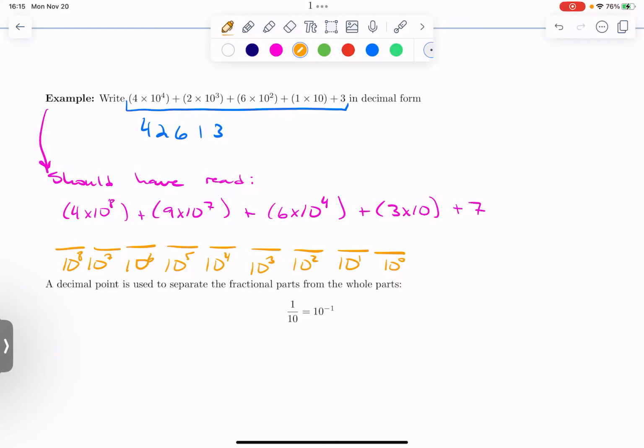Where I have a value, I can place it on top, and where I don't have a value, I write 0. So I have 4 times 10 to the 8. I have 9 times 10 to the 7. And then 6 times 10 to the 4. 3 times 10 to the 1. And 7 times 10 to the 0. Which means I have zeros everywhere else. Boom, boom, boom, boom.